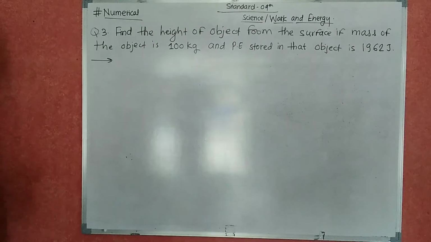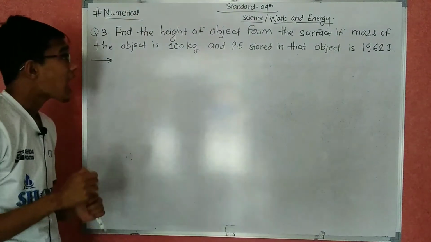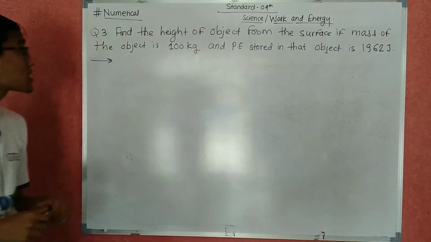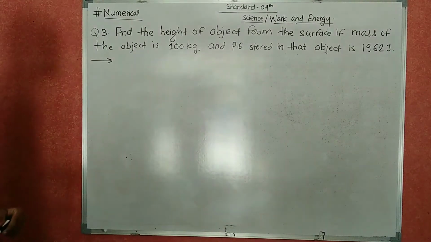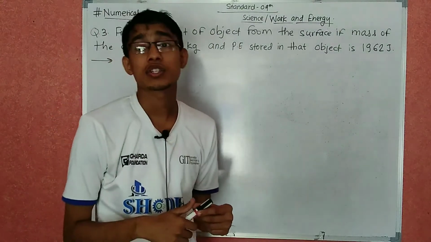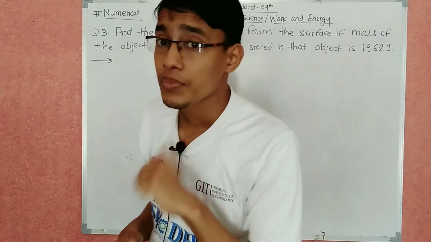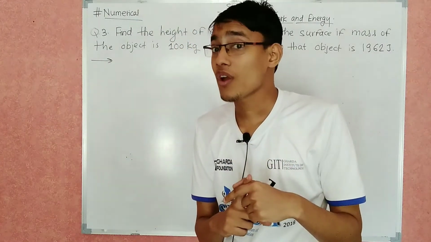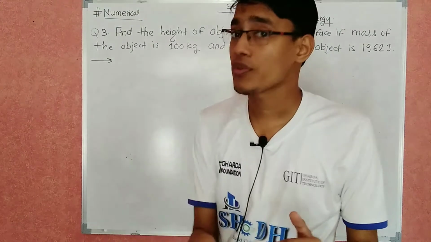Now we will see the third question. The question is, find the height of object from the surface if mass of the object is 100 kilogram and potential energy stored in that object is 1962 joule. Now in this particular numerical, the mass is given and potential energy is given, and what we have to find? We have to find the value of h, that is height of the object from the surface.